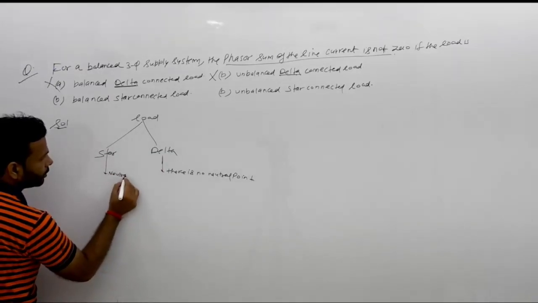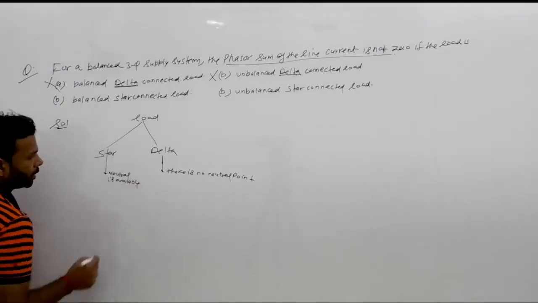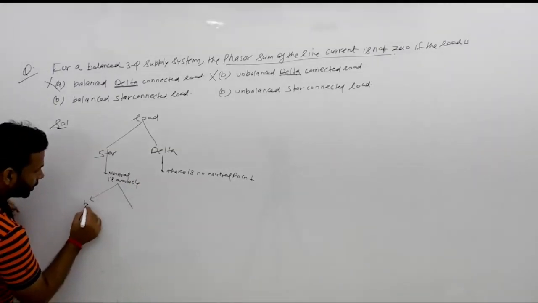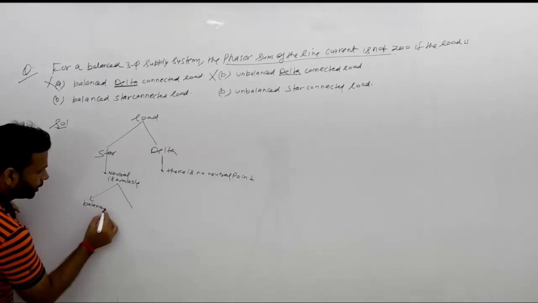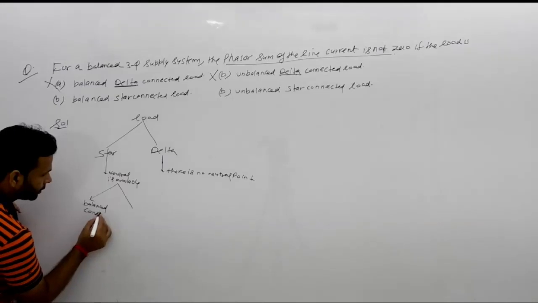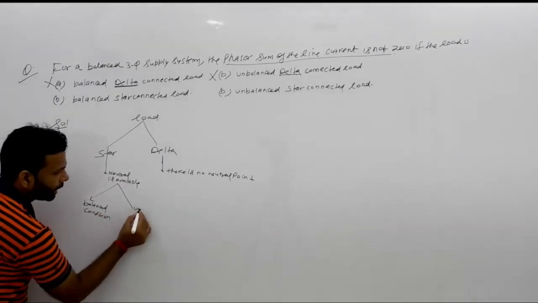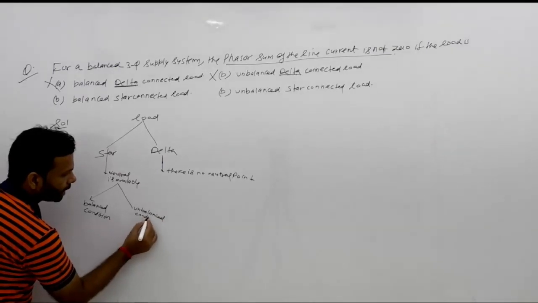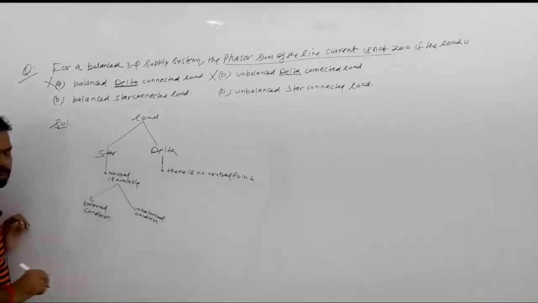Neutral is available. Okay. Now, there are two more conditions, balanced condition and unbalanced condition. Okay. Balanced and unbalanced condition. ठीक है यहाँ तक बात समझ आ रही है.